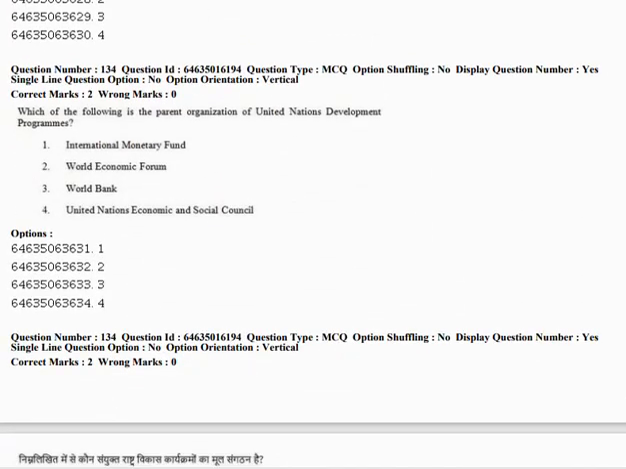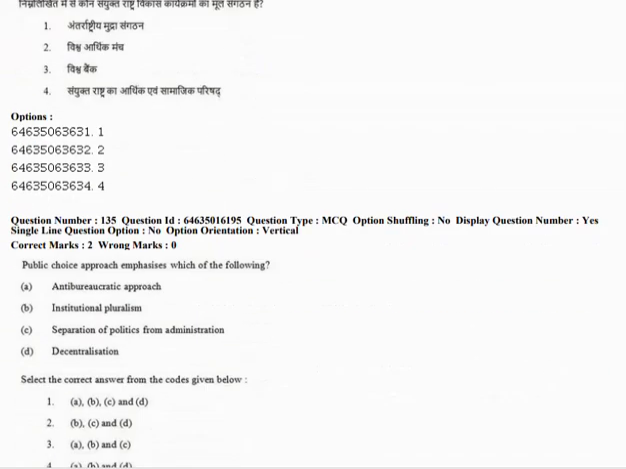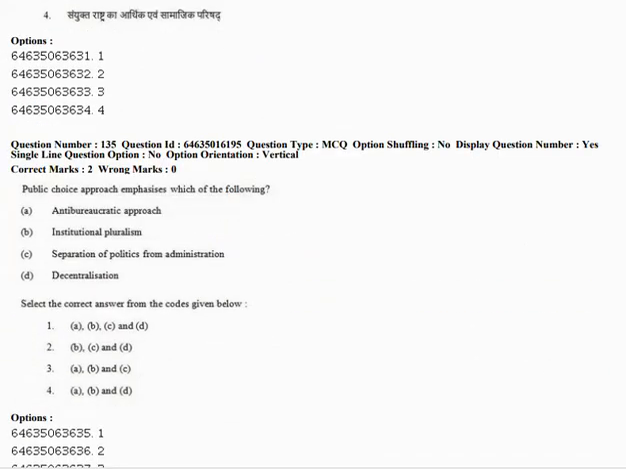134. Which of the following is a parent organization of United Nations Development Program? UNDP के लिए UN ECOSOC है, Economic and Social Council. 135. Public choice approach emphasizes which of the following? Anti-bureaucratic approach, बिल्कुल नहीं. Institutional pluralism, बिल्कुल. Separation of policies, politics from administration, सही है. Decentralization सही है. Means B, C and D. That is option number 2.